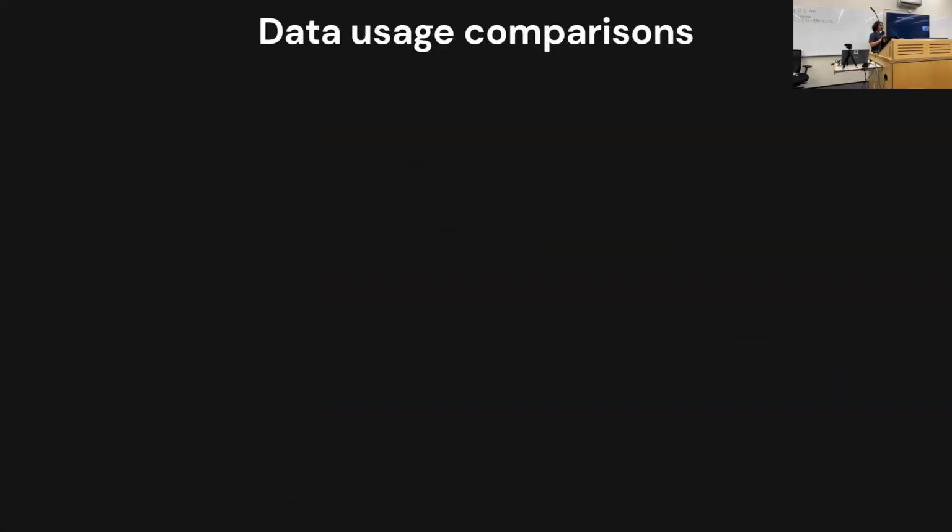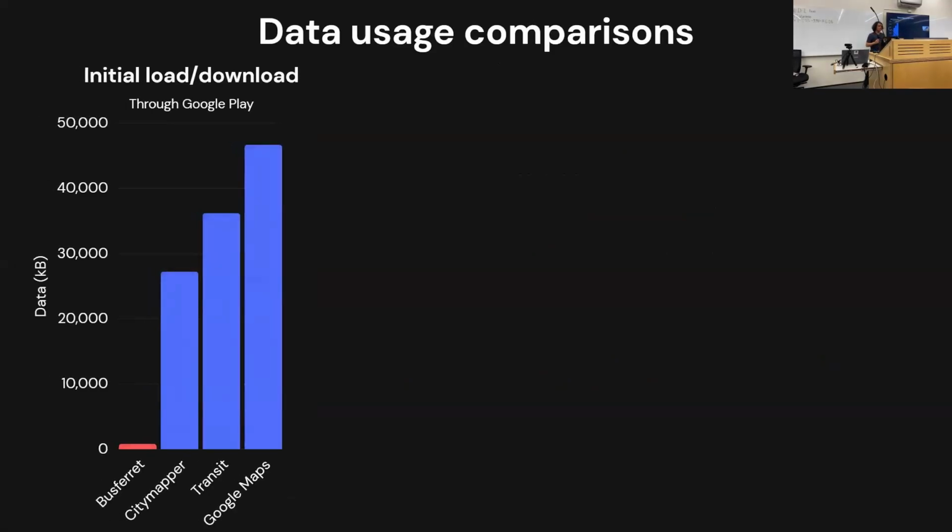I do want to go over some very quick data usage comparisons of Busferret compared to other services that are out there. I'm comparing Busferret to Citymapper, Transit, and Google Maps, which I think are some of the more used services. So just loading the site or app itself. This was using Google Play, where I got Citymapper, Transit, and Google Maps. And Busferret, it's just a website, so this was loading the website itself.